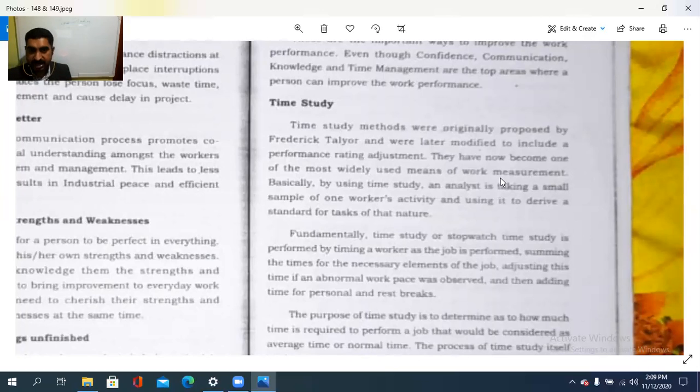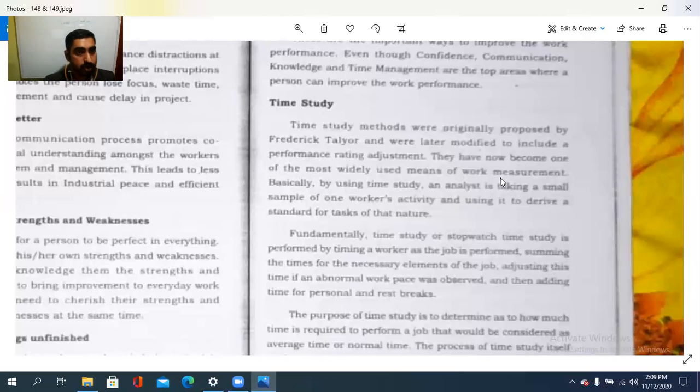So fundamentally, time study or the stopwatch time study is performed by timing a worker as the job is performed, summing up the times of the necessary elements of the job, adjusting its time if an abnormal workplace was observed, and then adding the time for the personal and the rest breaks. So here it says time study or stopwatch time study is performed by timing a work.